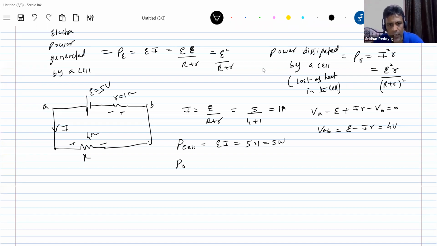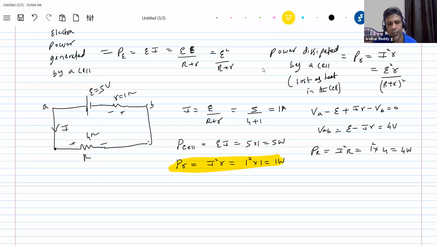What is the power dissipated by the cell itself? That should be equal to I square r. I is 1, so 1 squared times r is 1 watt. Power available across the external circuit should be I square R, 1 into 1 square into 4. Now I think things are very clear in front of you. This is something lost, no? Inside the cell itself, 5 watt is generated, of which 1 watt is taken by the cell itself. How much is made available? 4 watt.